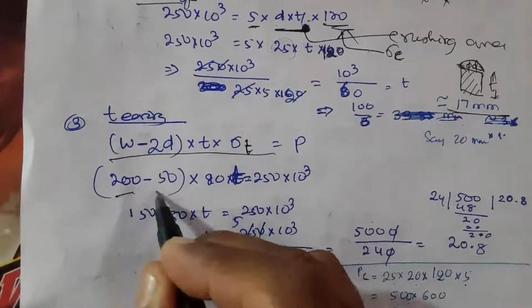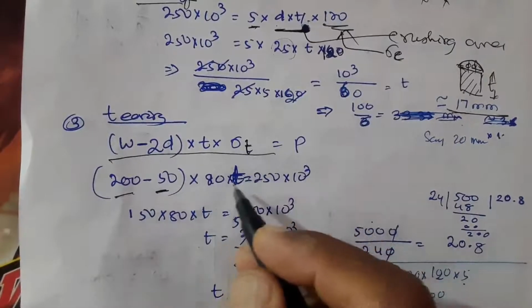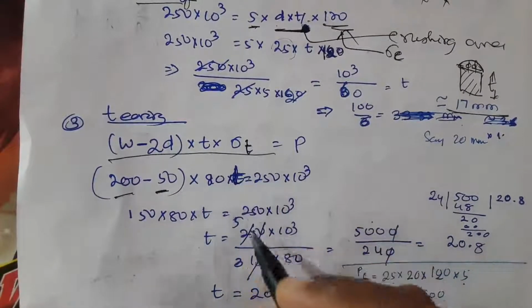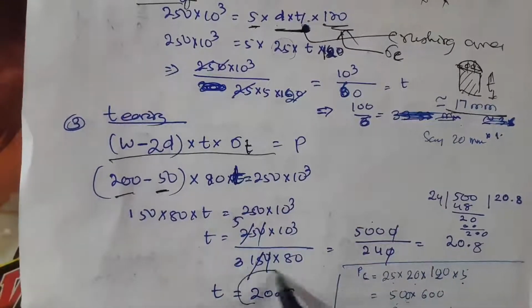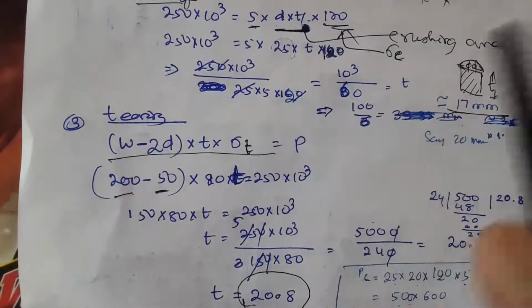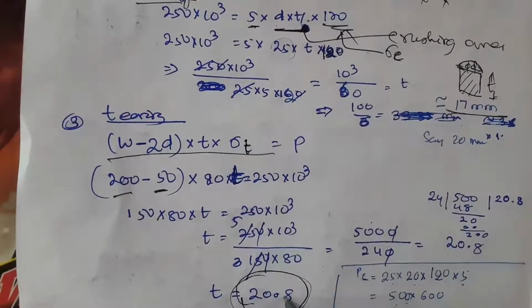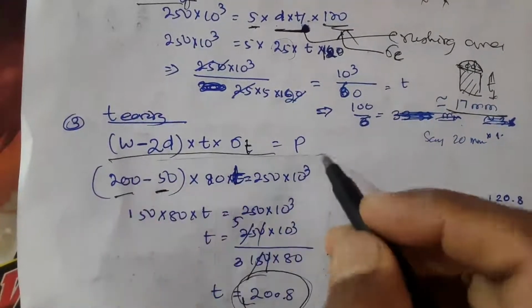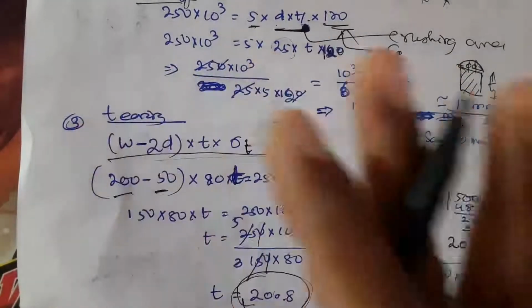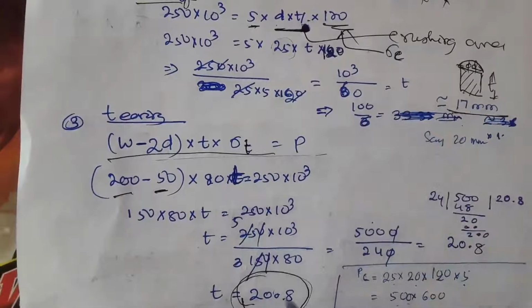So this is 200, and 2 into D is 2 into 25, which is 50. This is 80, and T we find to be 20.8. So this says that if we take the thickness of the plate to be 20.8, then only it will sustain. If you take 17, it will not sustain. So we have to take the best out of them, 17 and 20.8.